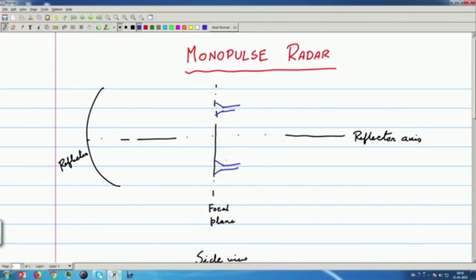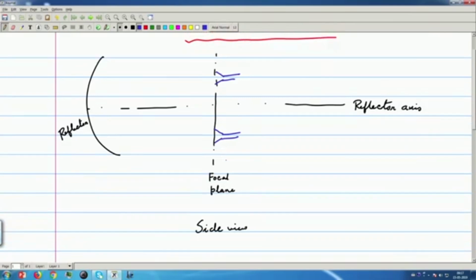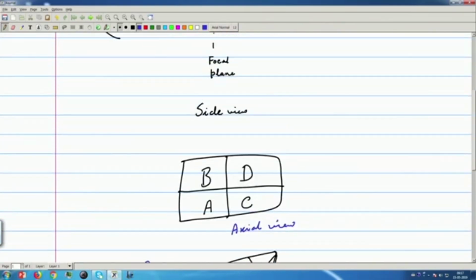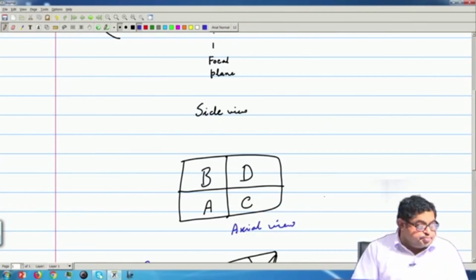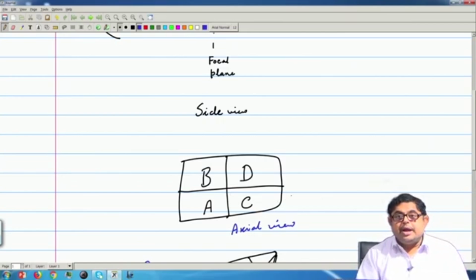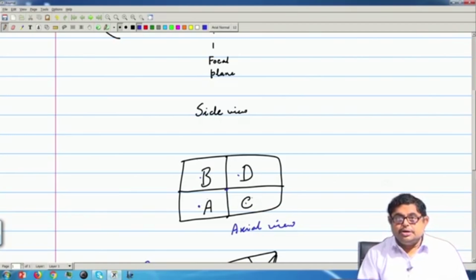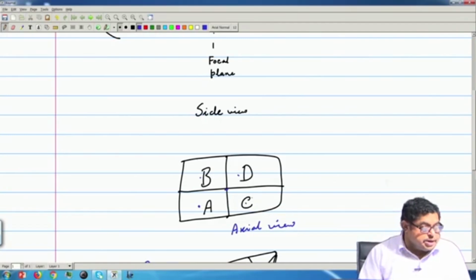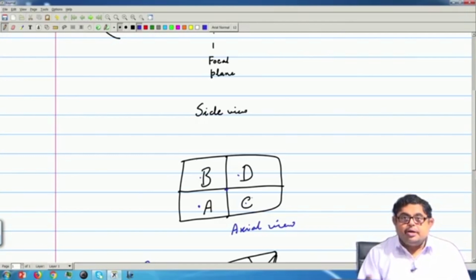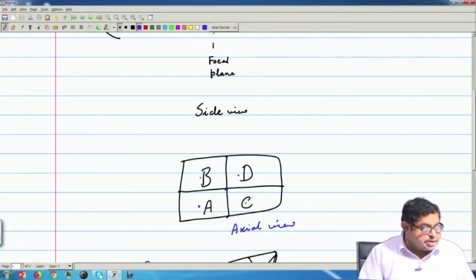In the axial view, we can see the horns. Though the horns look square, actually they are not square, they are rectangular, but since they are offset, this is the offset point. If this is the axis point, then these are the offsets. You see that on each side they are symmetrically offset. In general, the horn apertures are rectangular.